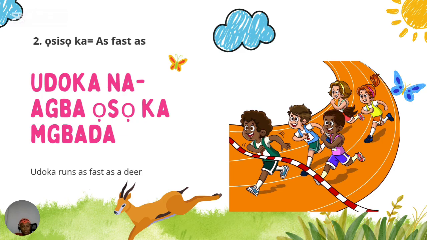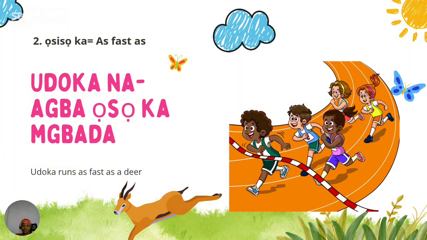Udoka na-agba ọsọ ka mgbada. It means Udoka runs as fast as a deer. I see Udoka, running and he's so fast. He's the boy in front. Udoka, say with me. Udoka na-agba ọsọ ka mgbada.